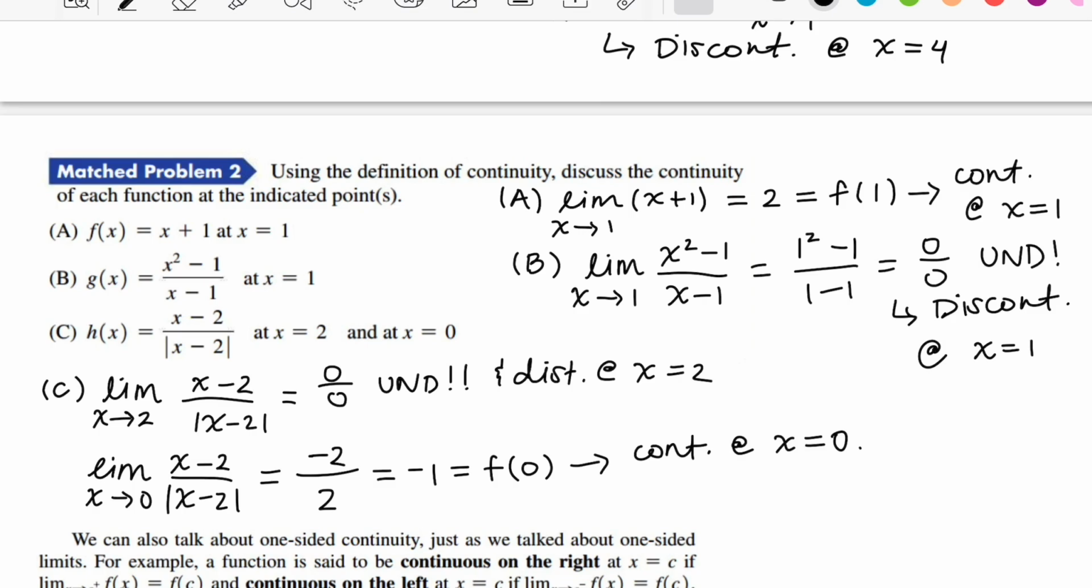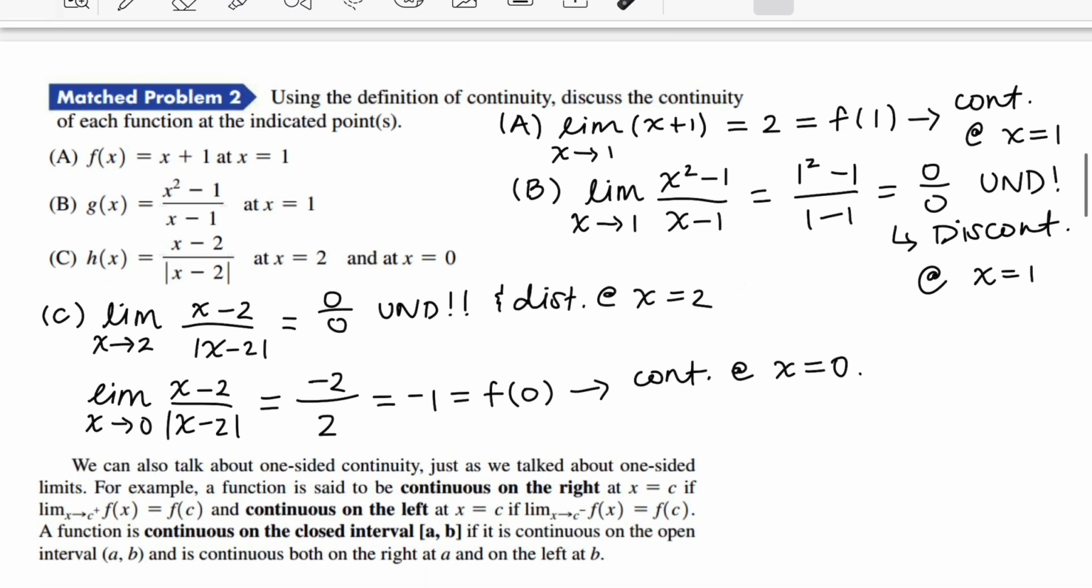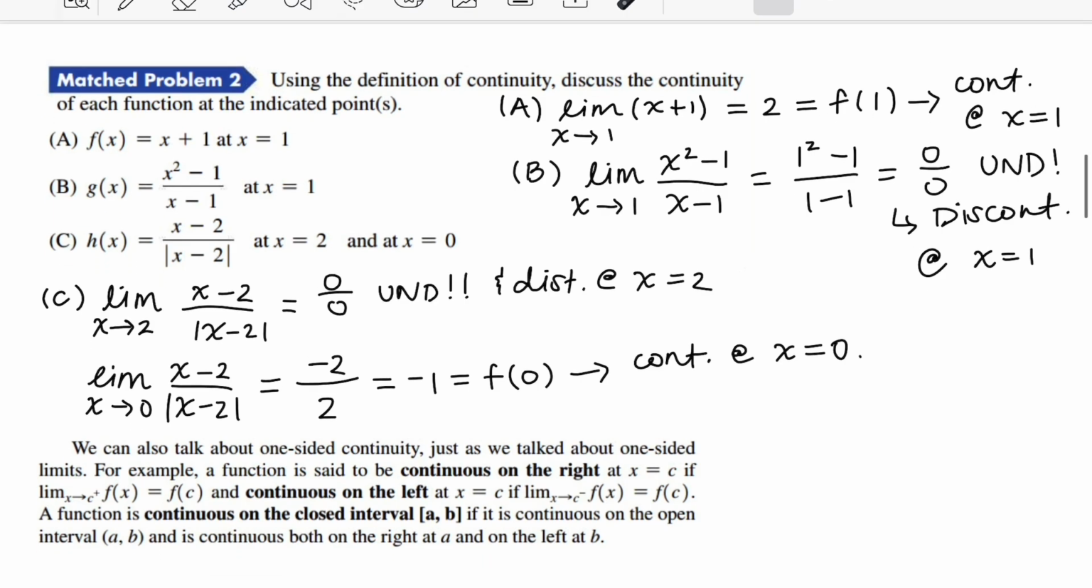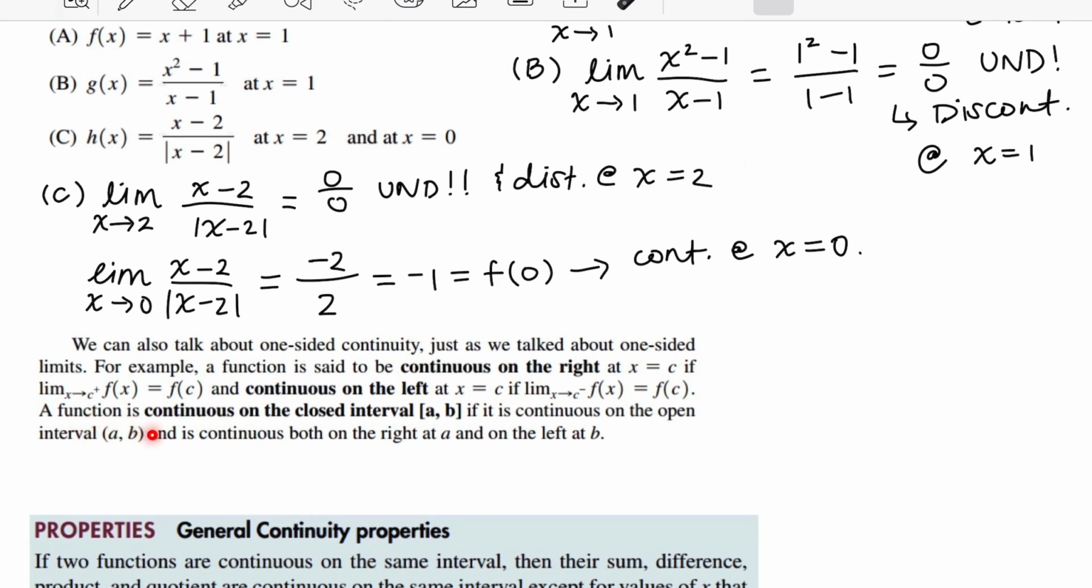All right. So in this little blurb here, we can also talk about one-sided continuity, just how we did about one-sided limits. So a function could be continuous on the right at x equals c if the limit of our function as x approaches c from the right is equal to f of c. And similarly, we can look at the continuity on the left as x gets closer and closer to c from the left. All right, now a function is continuous on the closed interval a, b if it is continuous on the open interval and is continuous both on the right at a and on the left at b.